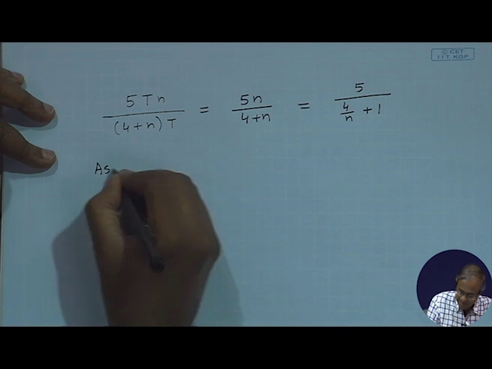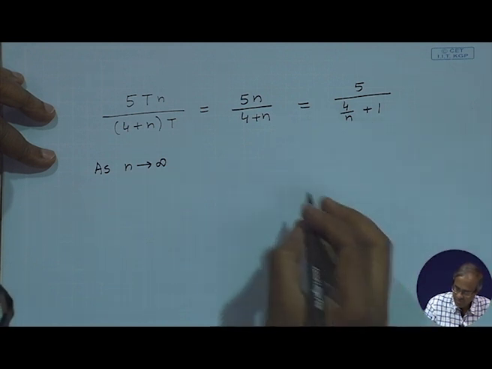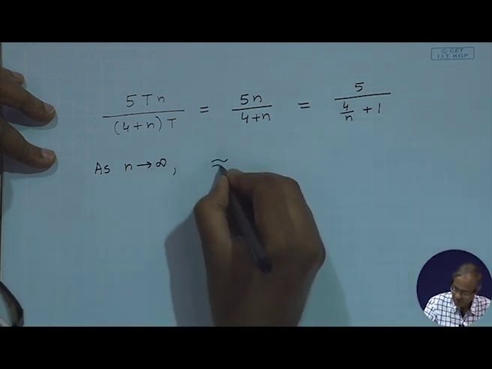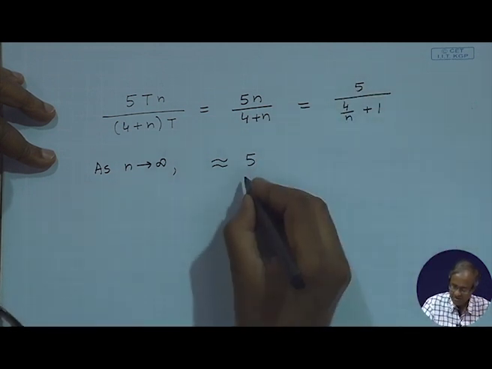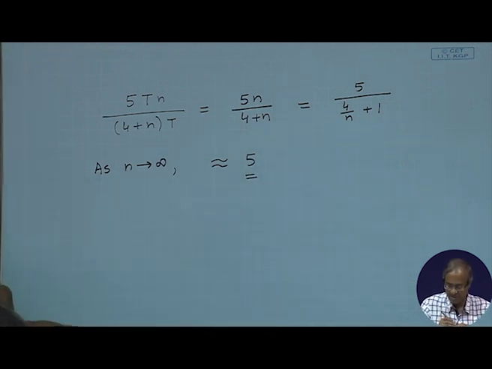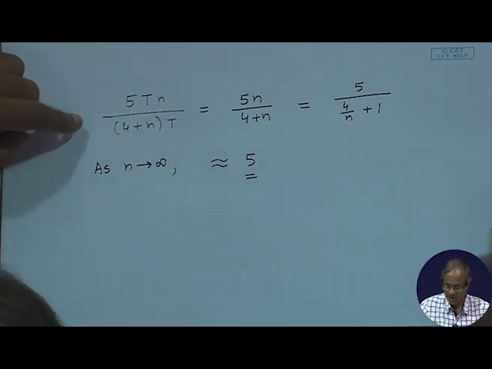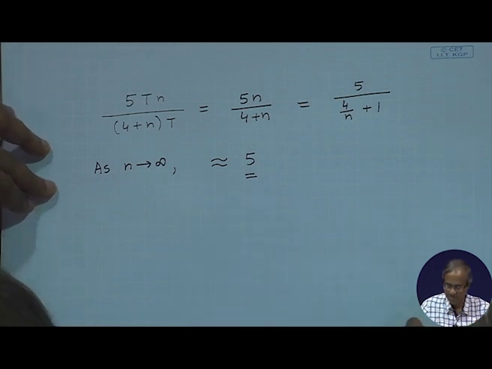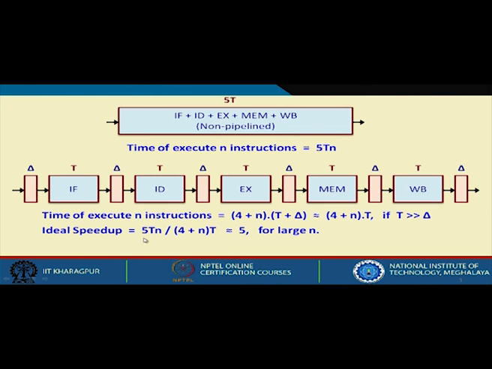So, as n becomes large, let us say as n tends to infinity, 4 by n will tend to 0. So, this value will be approximately equal to 5 divided by 1. So, this will be my ideal speed up as n becomes large. The number of stages is 5, and my ideal speed up is also equal to 5, just what happens in a pipeline. Okay? Speed up will be equal to the number of stages. So, your ideal speed up will be equal to 5 when n is large.